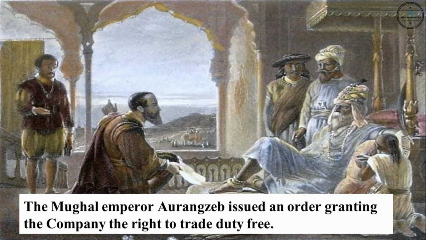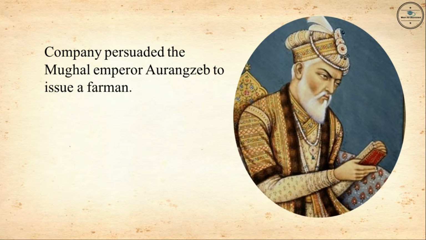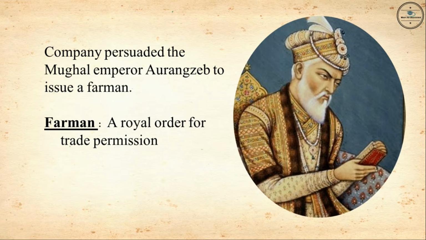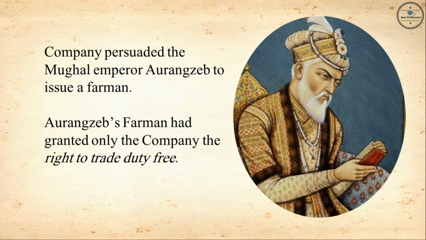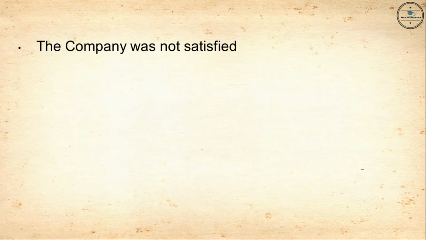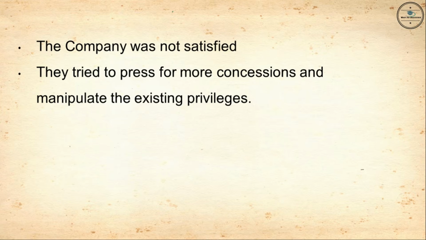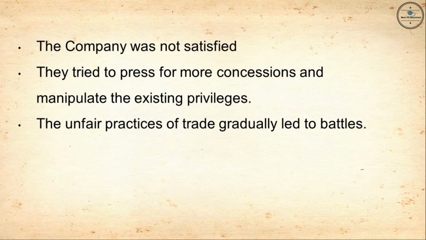The Mughal Emperor Aurangzeb issued an order granting the company the right to trade duty-free. The company persuaded the Mughal Emperor Aurangzeb to issue a farman. Farman means a royal order for trade permission. Aurangzeb's farman had granted only the company the right to trade duty-free. Duty-free means to trade without paying the taxes to the local government. But the company was not satisfied, and they tried to press for more concessions and manipulate the existing privileges. The unfair practices of trade gradually led to battles.